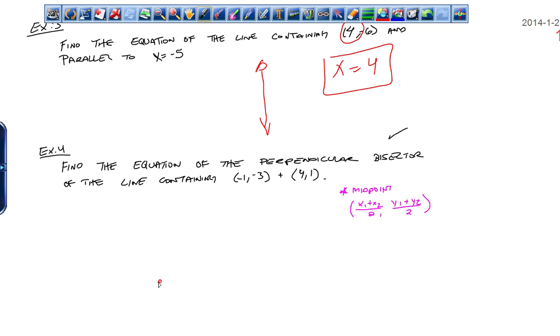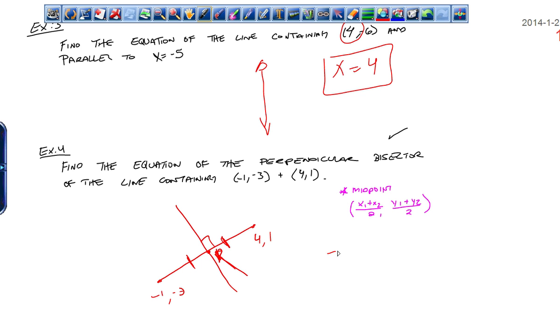So we have these 2 points, (-1, -3) and (4, 1). What we want to do is figure out a line that's going to bisect this line and also form a 90-degree angle. So the first thing I need to figure out is what point they intersect at. So where is this point?